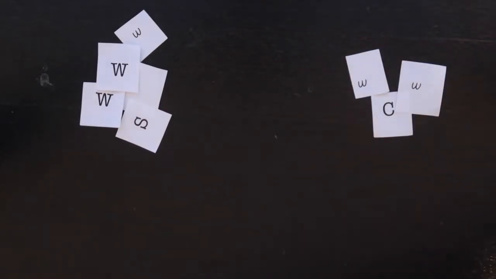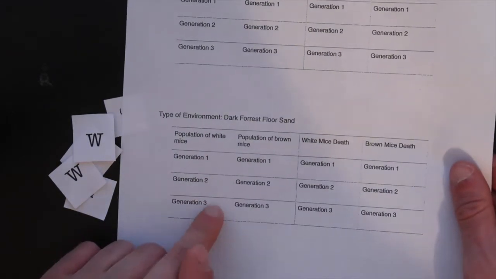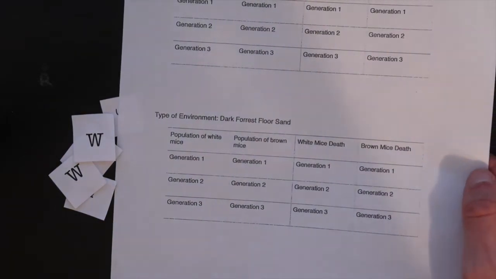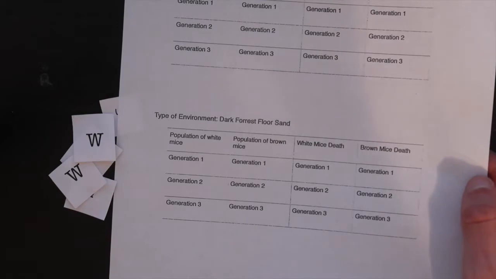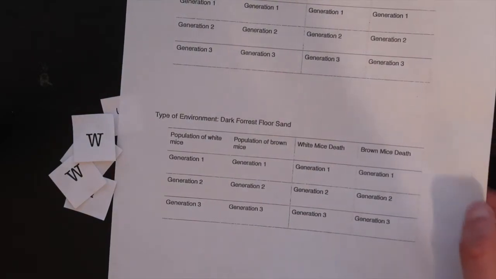For generation 2, all of the living mice get to reproduce, and then we'll do it again with generation 3. Then the same thing is done with the dark forest floor, where the rules change: if you're a brown mouse, you're going to blend in with the dark environment, so you'll live. But if you're a white mouse, then you will not blend in, and you will die.